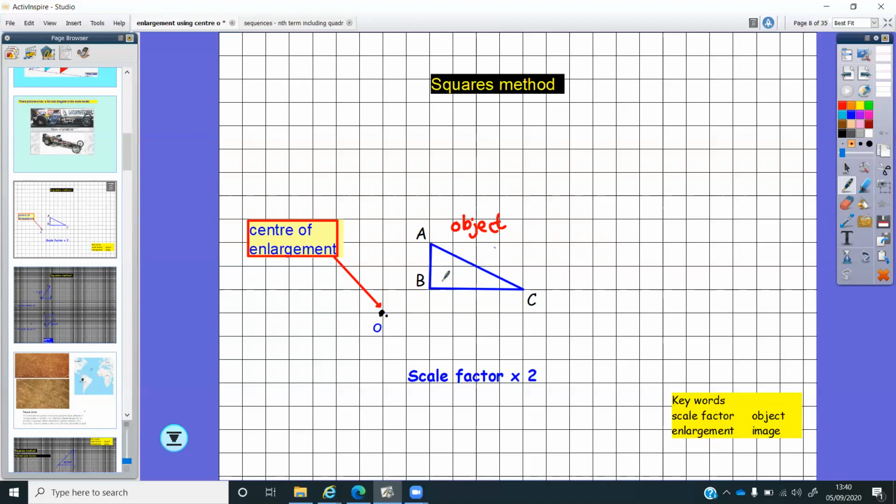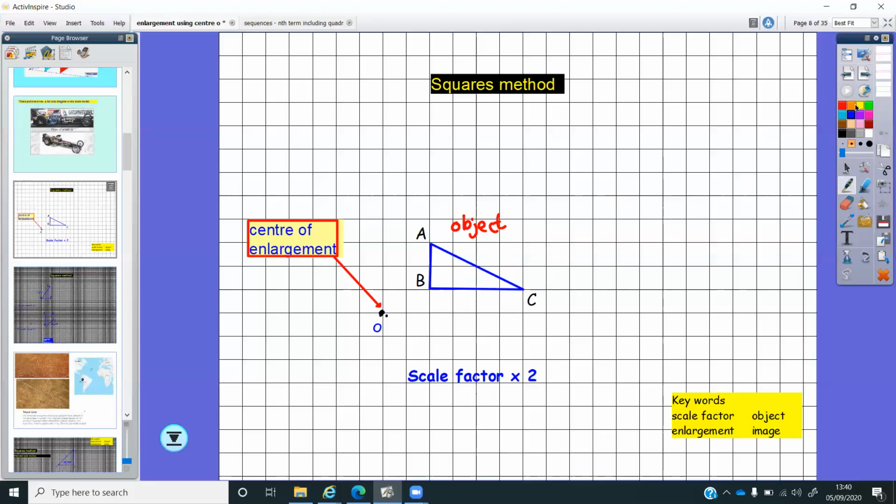Right, so we're going to call this the object. We're going to have the image, i.e. the shadow. Okay, so how do we go about doing this? Central scale factor is ×2. We want the image to be twice as far away. The easiest way to do this with squares is to look at each point at a time.